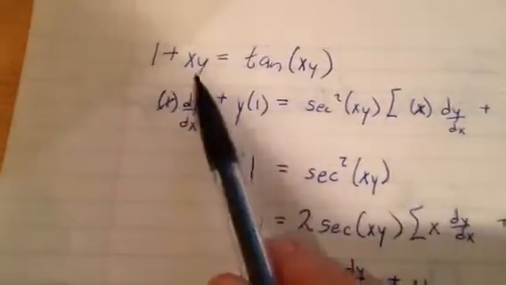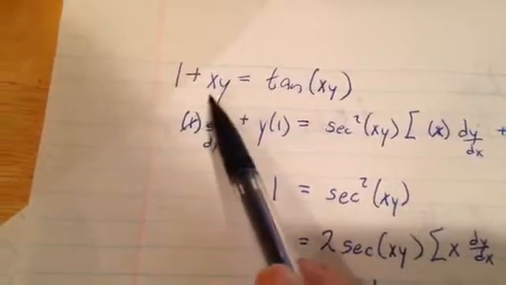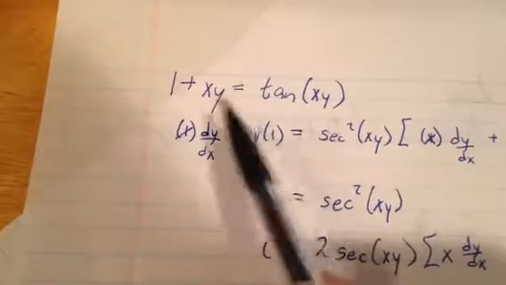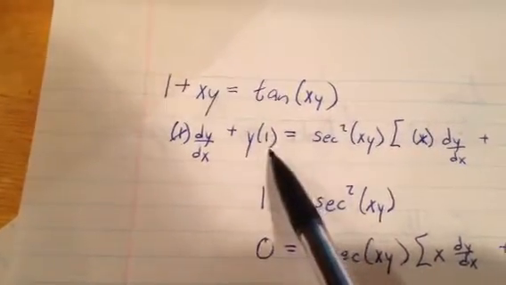Okay, so I started to differentiate implicitly. The derivative of 1 is 0. Then I did product rule, so I have the first times the derivative of the second plus the second times the derivative of the first. So that was the first times the derivative of the second plus the second times the derivative of the first.